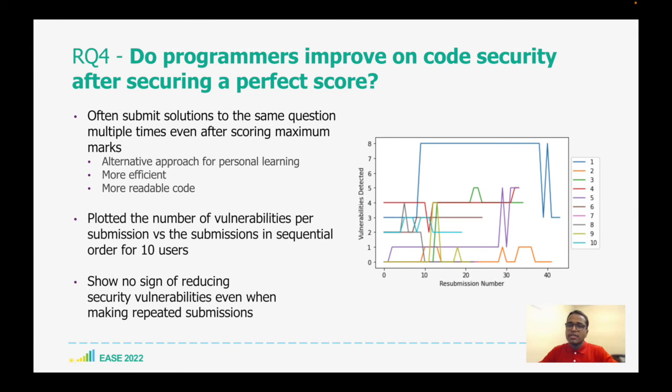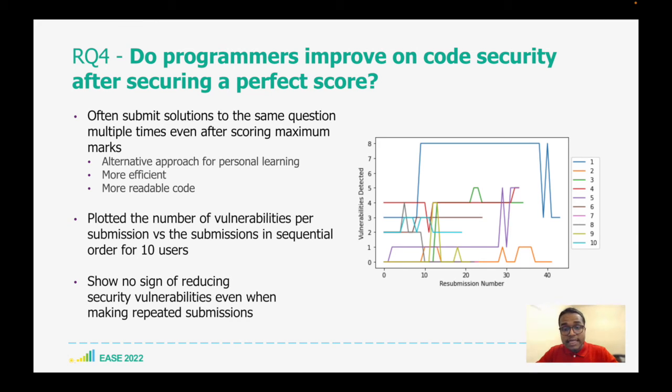Making repeated submissions does not help with positions on the leaderboard, and they cannot improve on the timestamp associated with their first successful submission. Hence, the reasons behind repeated submissions could be that the programmer is trying an alternative approach for personal learning reasons, or trying to improve the efficiency with respect to time or space complexity, or just trying to clean up the code to make it more readable.